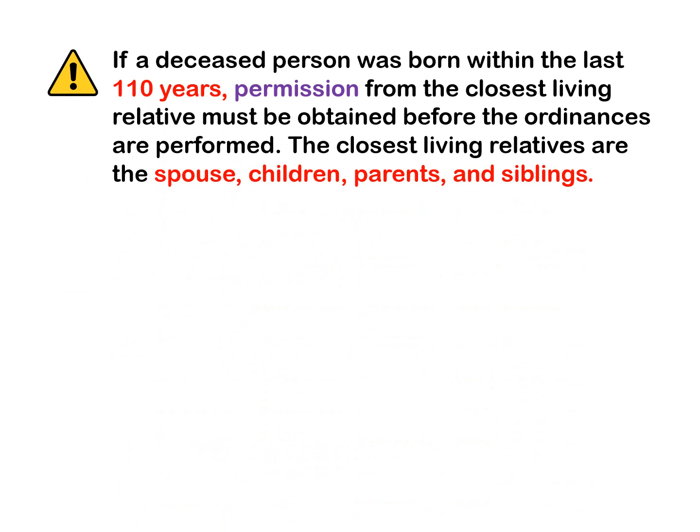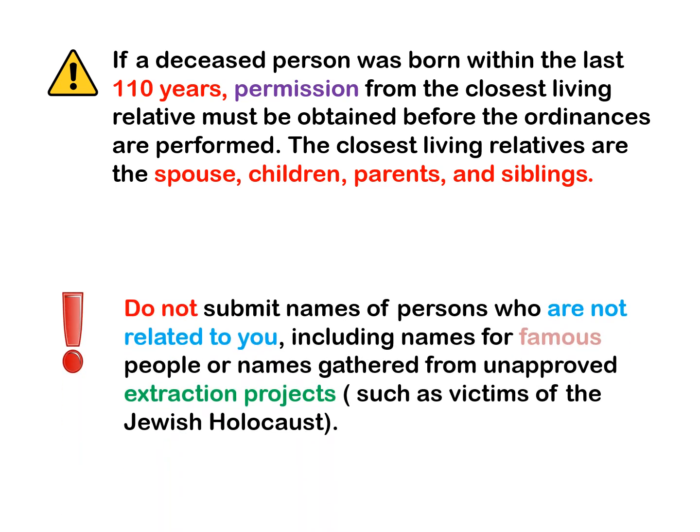If a deceased person was born within the last 110 years, permission from the closest living relative must be obtained before the ordinances are performed. The closest living relatives are the spouse, children, parents, and siblings. Do not submit names of persons who are not related to you, including names for famous people or names gathered from unapproved extraction projects, such as victims of the Jewish Holocaust.